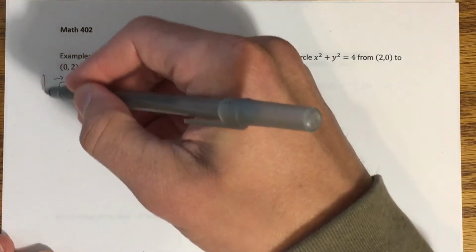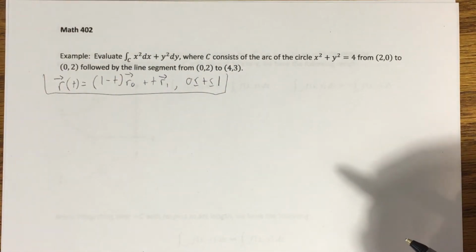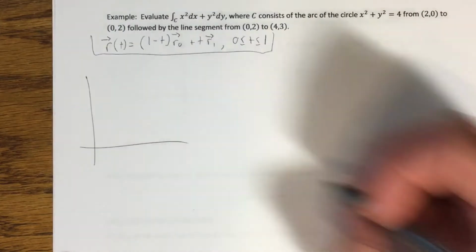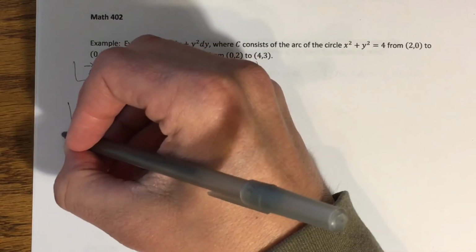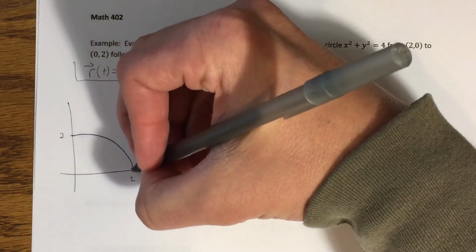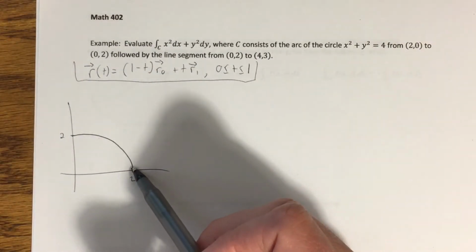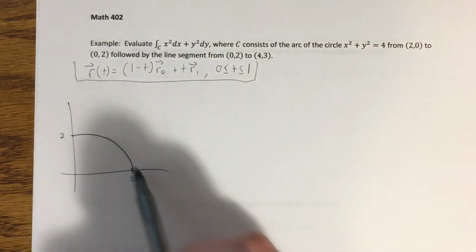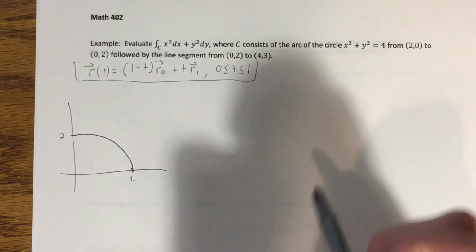Okay? So we need this a lot, actually, in this chapter, because a lot of the curves that we integrate over do consist of line segments, and this is the standard parameterization for a line segment. So I'm going to sketch this first. If I look first at the arc of the circle that's being described here, here's (2, 0), here's (0, 2). So it's similar to a curve that we saw before where we're integrating over a quarter of a circle in the first quadrant. Then after that, we have a line segment going from (0, 2) to (4, 3).